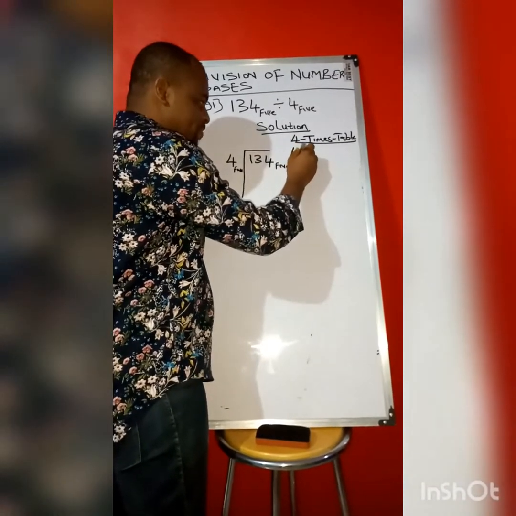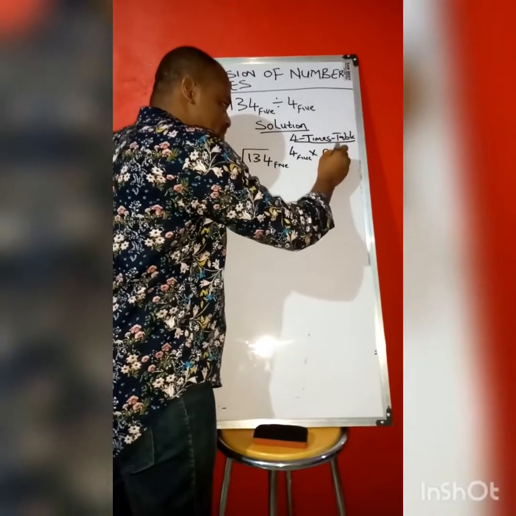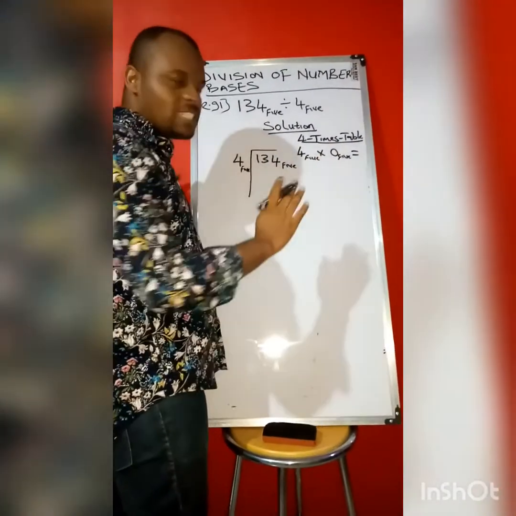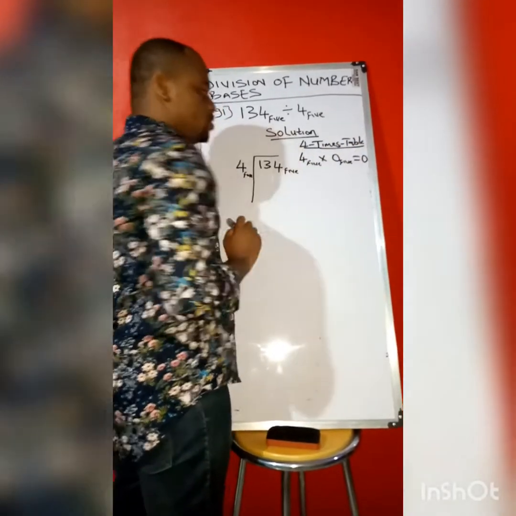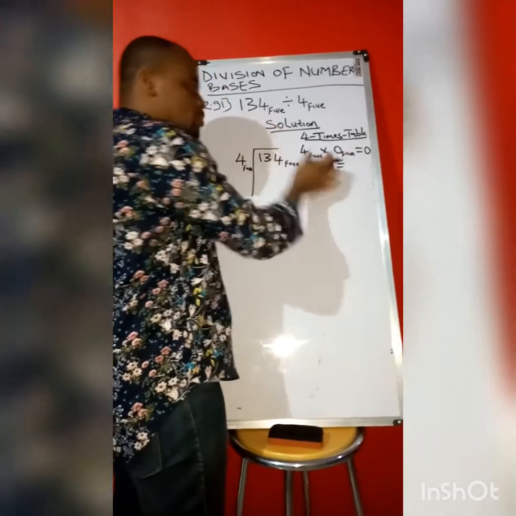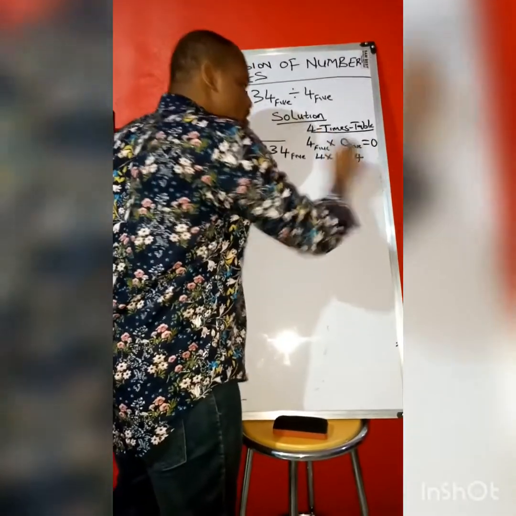4 base 5 times 0 base 5. Any number times 0, no matter the base, will always give you 0. Now I'll be having 4 times 1. 4 times 1 is 4. 4 is less than 5. In base 5, 4 is allowed, so it will be 4.